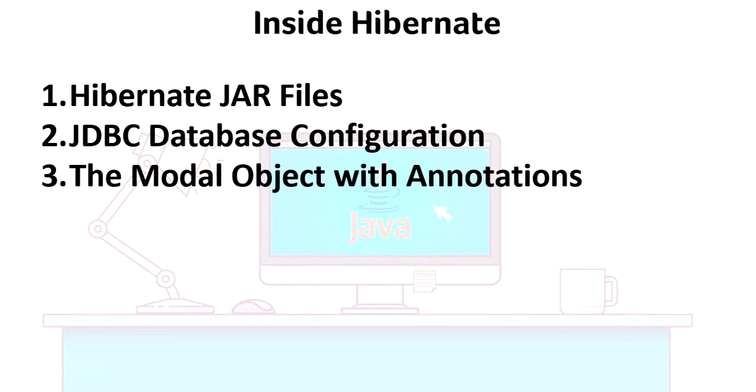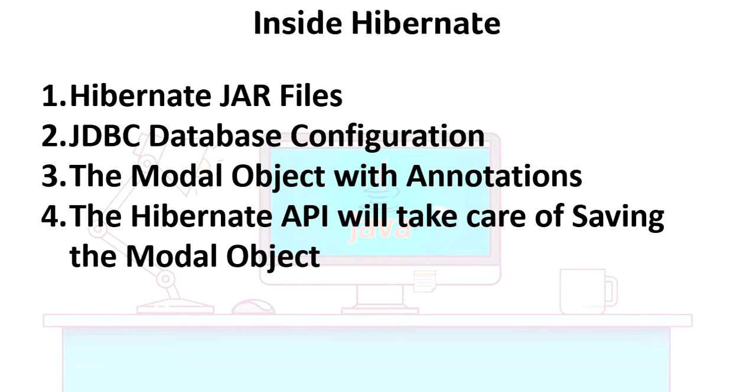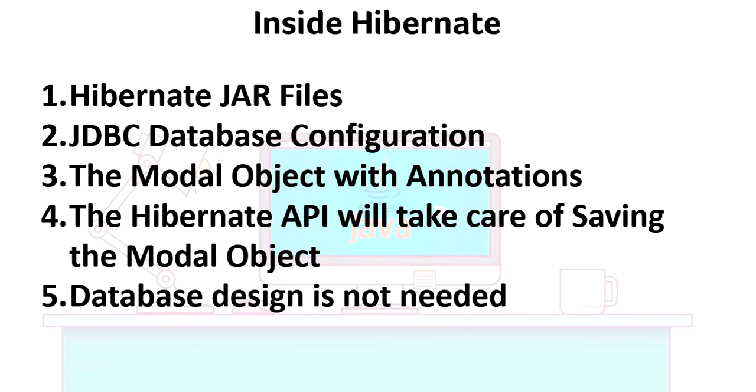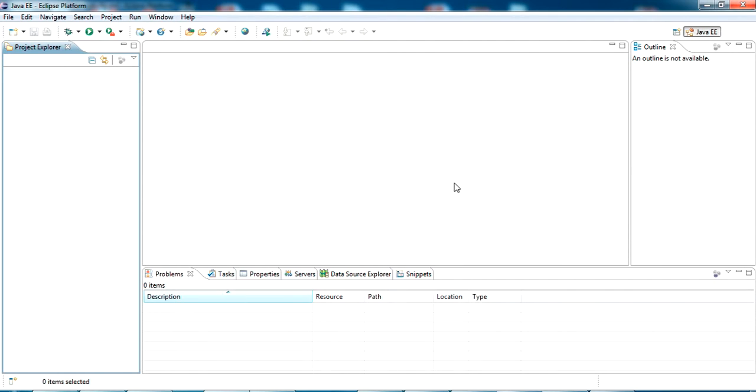And the model object with annotation: it is the model class which you are going to save, say a user class or student class which has the user ID and name. So it's a model object. The next thing is the Hibernate API will take the model. As I told you in the previous tutorial, you don't have to worry about anything else. You just pass your object to the session and it will take care of saving the object. So here the database design is not needed. First we'll go for the Hibernate JAR files and the JDBC configuration, and let's move further. Okay, let's get started.